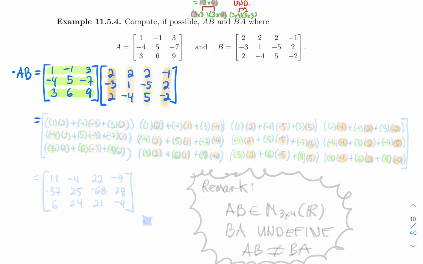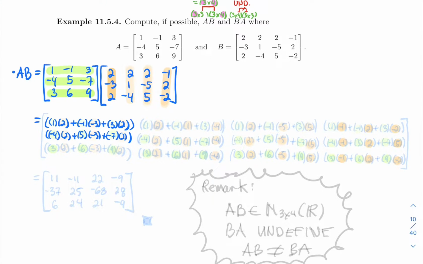So let me write the details. Again here, you could just compute it, but if you want to see the details, I'll do the detail for the first column, and then I'll just compute it for the next one. So you get 1 times 2, so I'm doing the dot product, plus minus 1 times minus 3 plus 3 times 2. So that's my first entry, on the first row, first column. Then I use the same column, but now I do the dot product with the second row to get the second row entry. So here, minus 4 times 2 plus 5 times minus 3 plus minus 7 times 2. That's going to be on my second row.